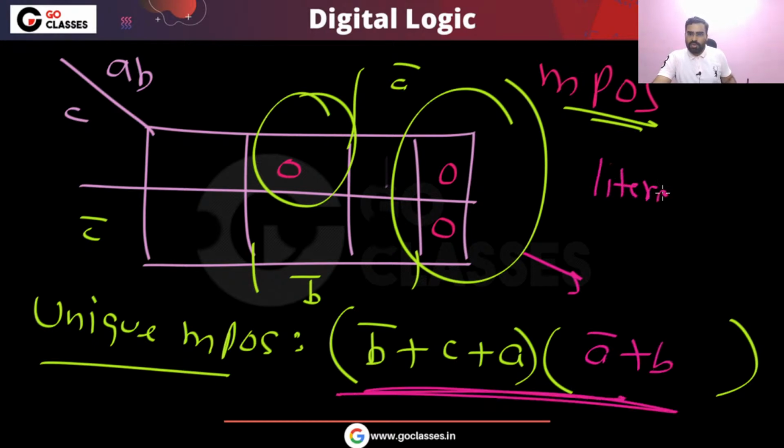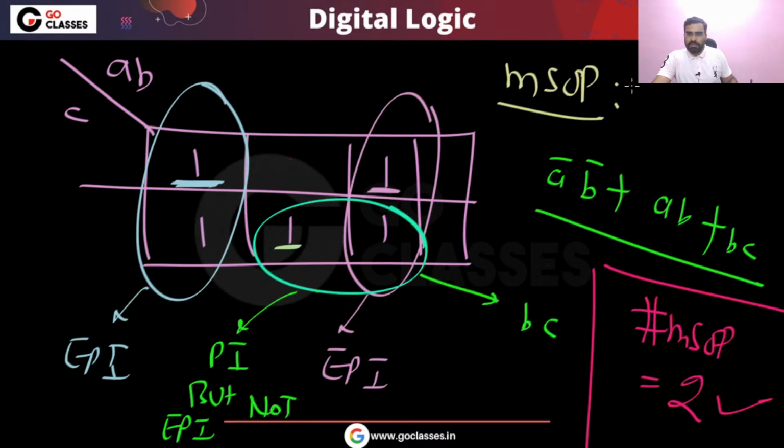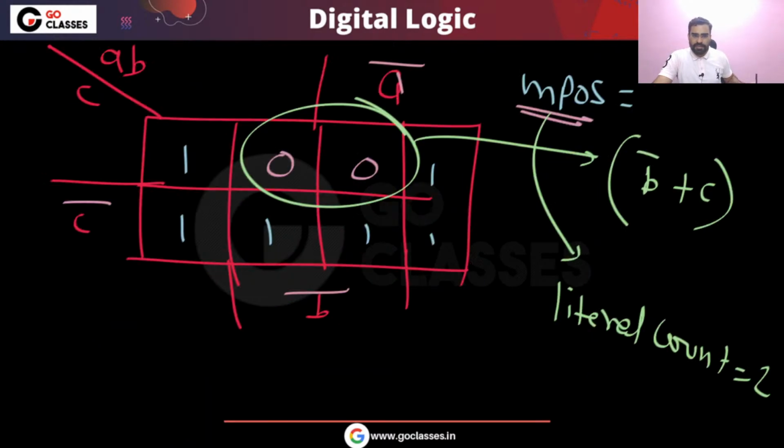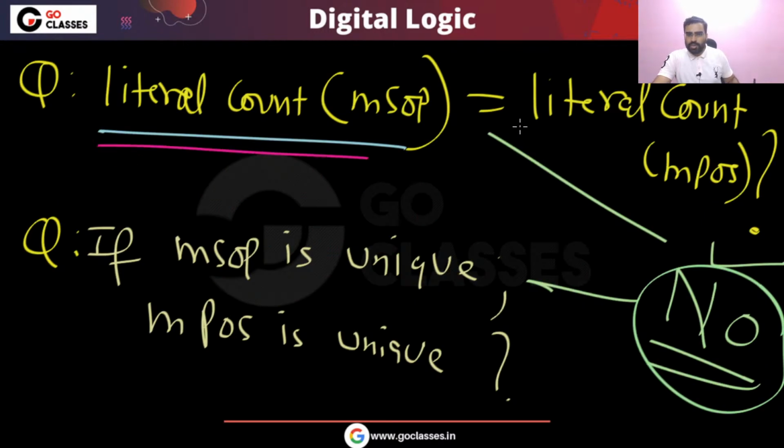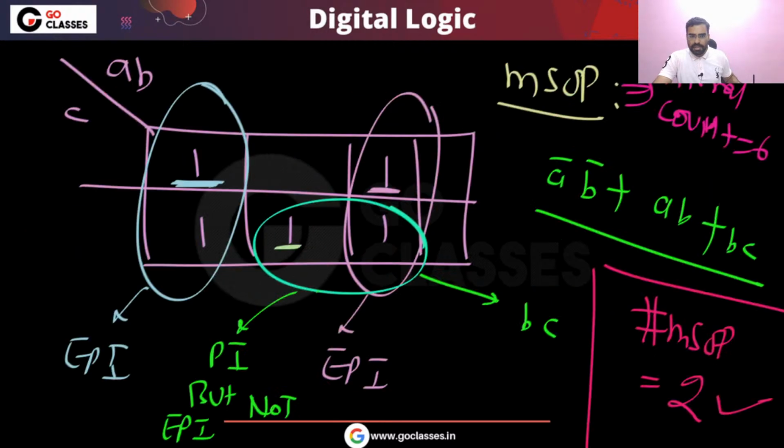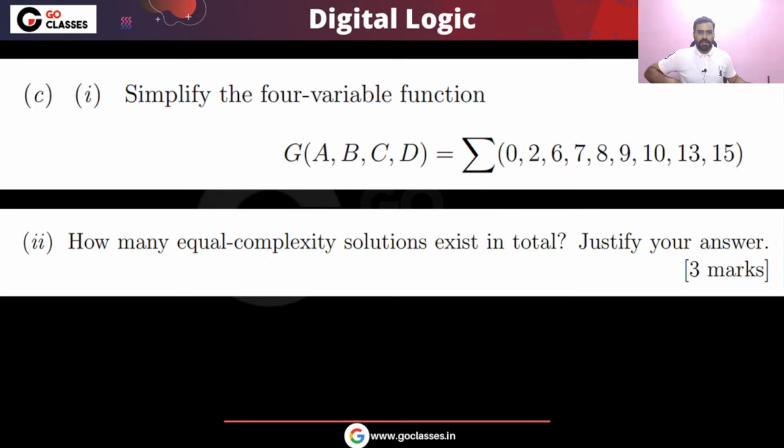So you can check what is the literal count. What is the literal count of minimum POS? Literal count is 5. And what is the literal count here? Literal count is 6. So this example will work. This was our question: is the literal count of minimum SOP the same as the literal count of minimum POS? Answer is no. Similarly, if minimum SOP is unique, then anyway, this is the idea, very simple.